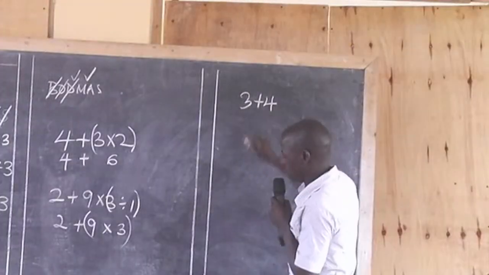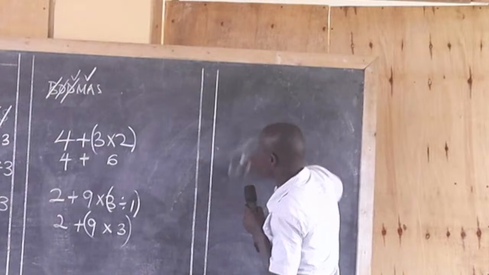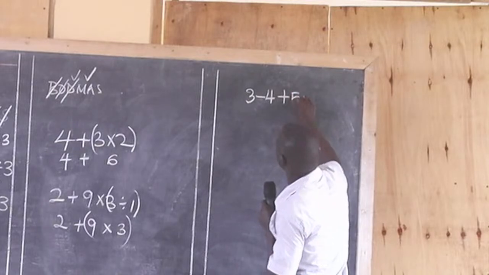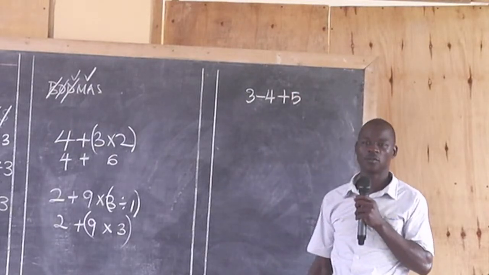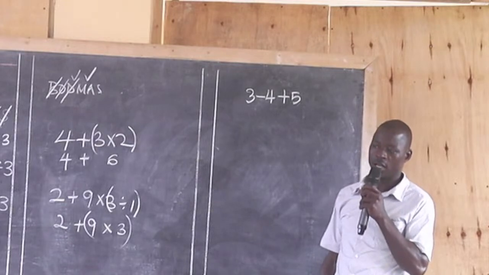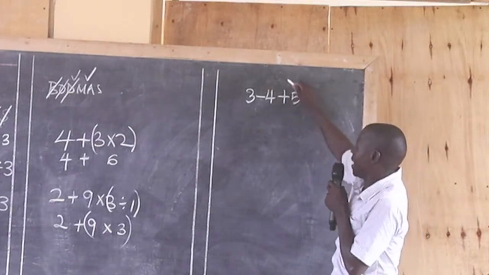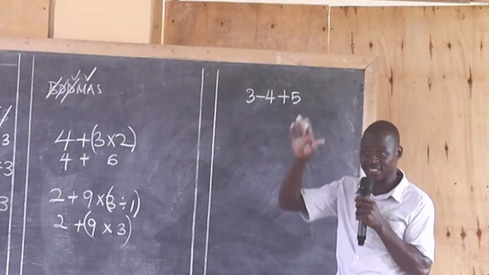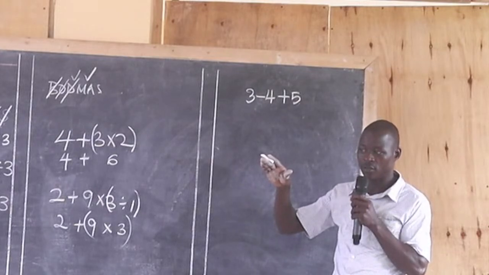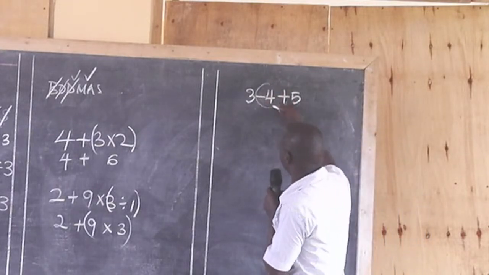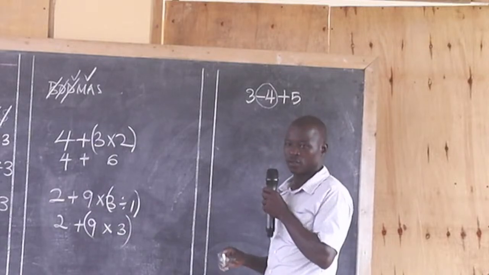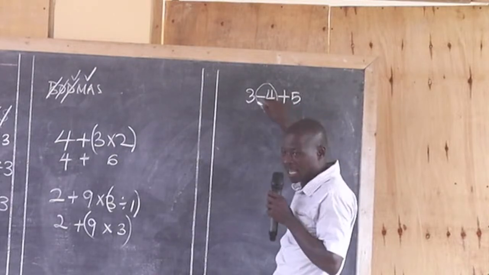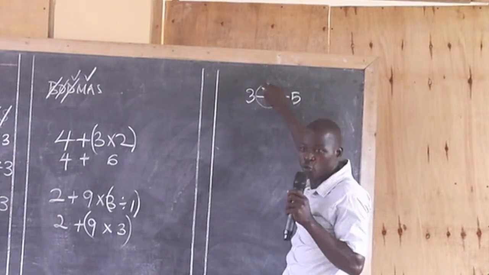Let me begin with 3 minus 4 plus 5. Don't say addition comes first, it is here, I put in brackets. No. With addition and subtraction, the issue is different. A number which is having a minus, you have to rearrange the whole expression. The number with subtraction will come last.